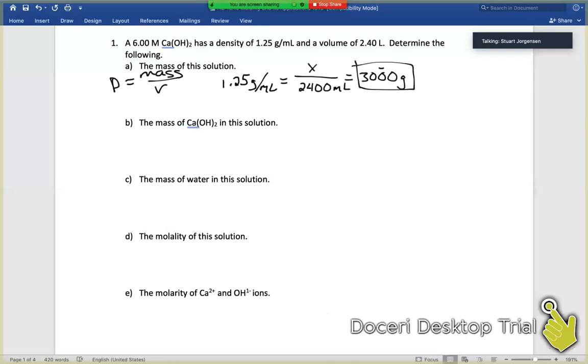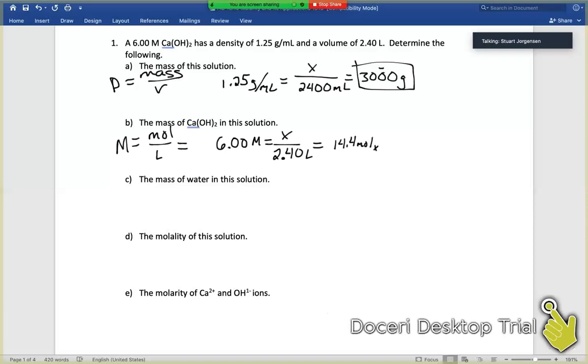Cool. Second question says, what is the mass of just the calcium hydroxide in this solution? Well, we would need to know some stuff. If we go back to our molarity, we know that molarity equals moles of just our solute over the total liters of our solution. Well, we know the molarity was 6.00 molar. We don't know how many moles are in this particular solution, but we do know the liters. The liters was our 2.40. We multiply that up to get just our moles of our solute here. When we do that math, we come out at 14.4 moles of calcium hydroxide.